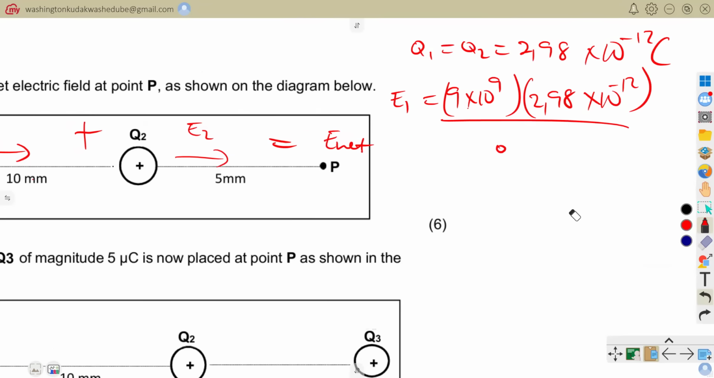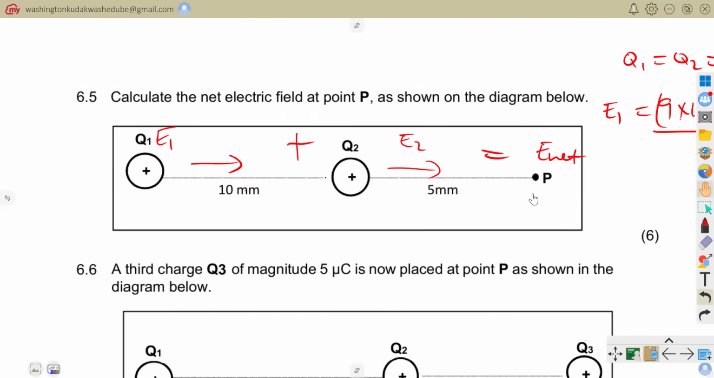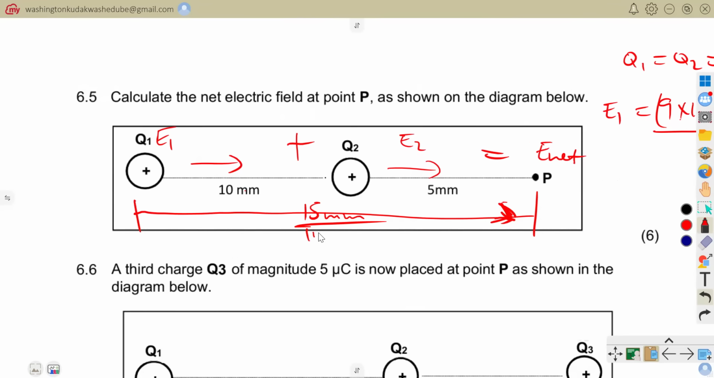Now, what is R for E1? For E1, we are looking at the distance from this point charge to Q1 so that we can know the effect that E1 will have on this point charge. The distance from here to there is 10 plus 5, that becomes 15 millimeters, divided by 1000 millimeters, which gives you 0.015. And then the distance from here to there is just 5 millimeters, so we are going to use that. So those are the R's that we are going to use.